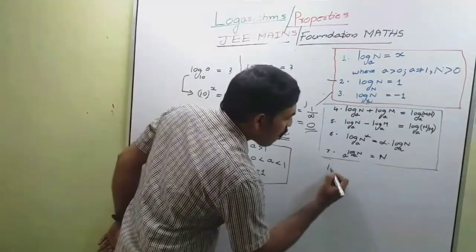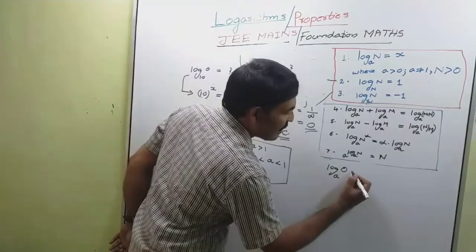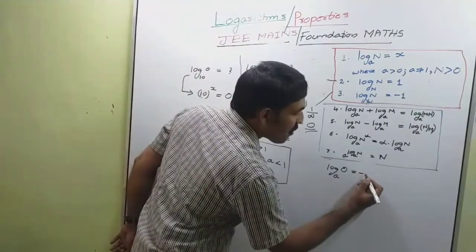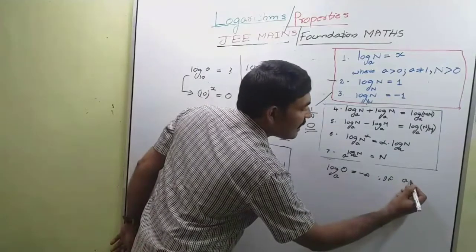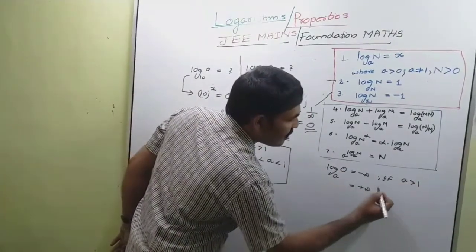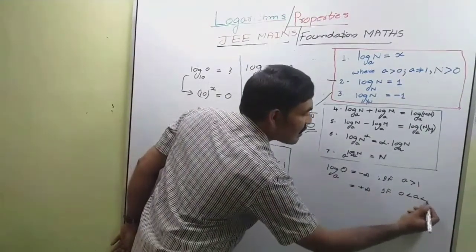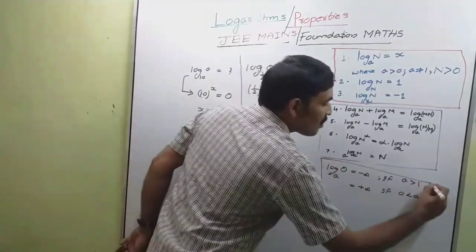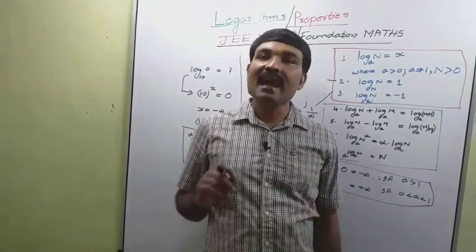So log 0 to the base a is equal to minus infinity if a is greater than 1, and is equal to plus infinity if 0 is less than a is less than 1. This is also one of the important properties. Now let us prove it graphically.